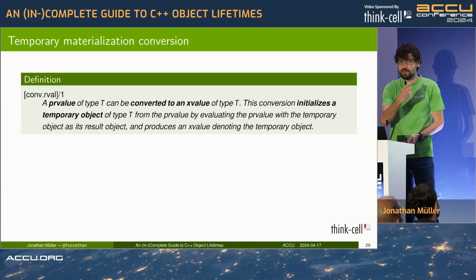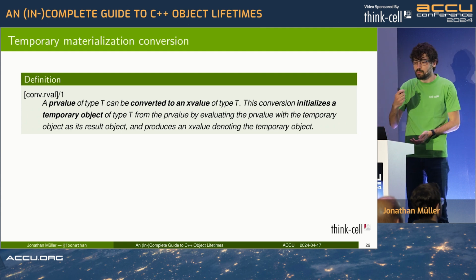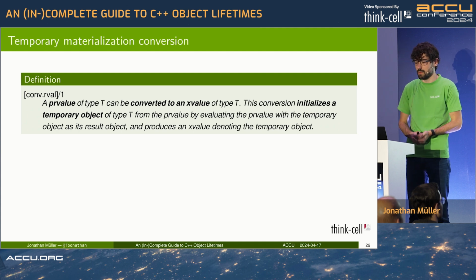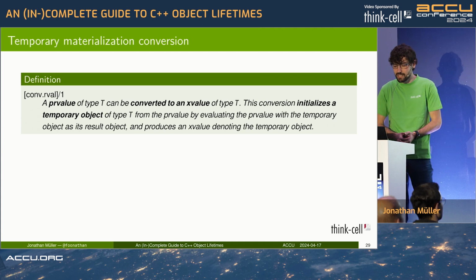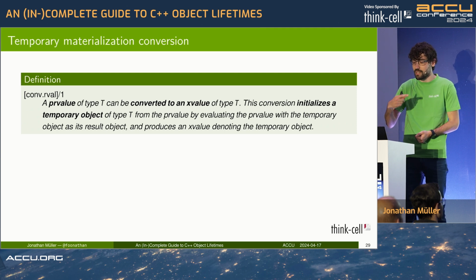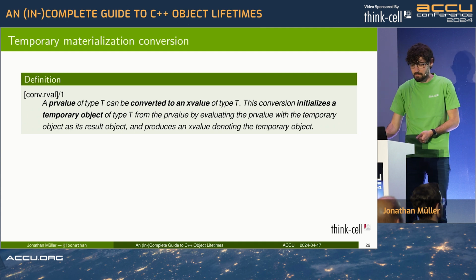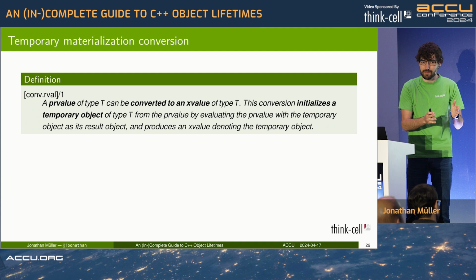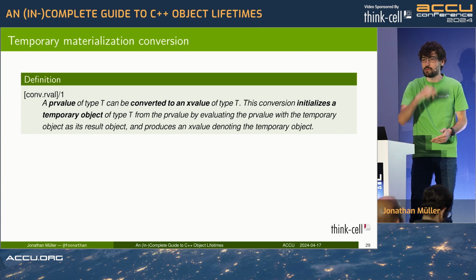So when we've got a PR value of type T, which is this number 42, for example, it can be converted to an X value of type T&&, which is just an R value reference to T. This conversion initializes a temporary object of type T from the PR value by evaluating the PR value with the temporary object as the result object and produces an X value denoting the temporary object. Makes sense, right? But what it essentially says, we've got a PR value. We need an object. So we will create an object, give it the value of the PR value, and use it.